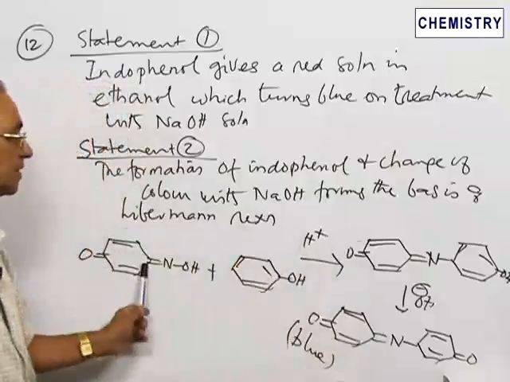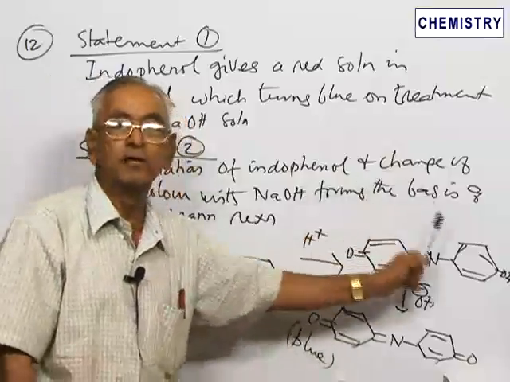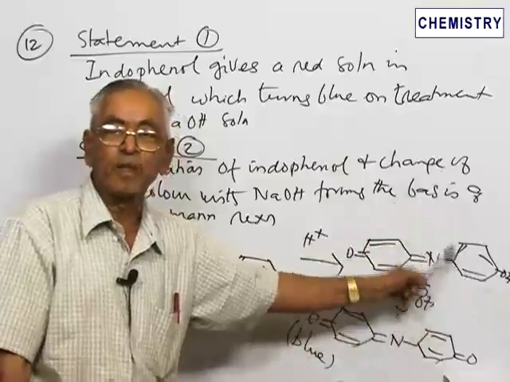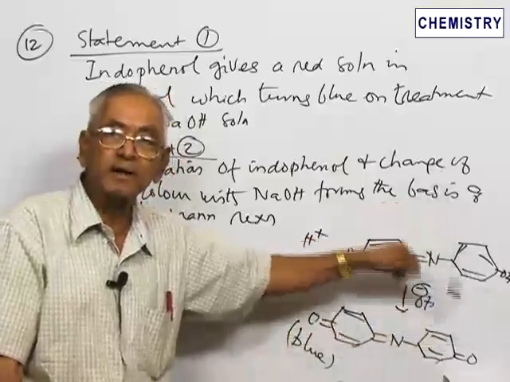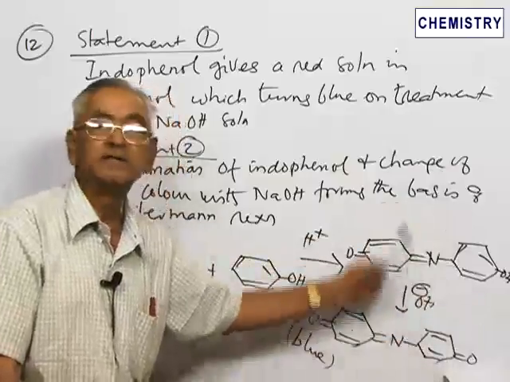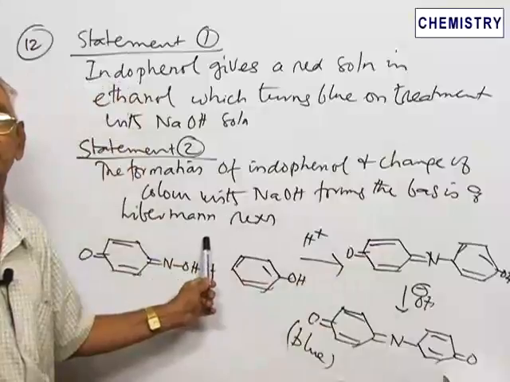Start with p-nitrosophenol, treat it with one more molecule of phenol in acid medium, and it gives rise to the indophenol, which is red in color. And this red compound, on treatment with sodium hydroxide, gives rise to a blue coloration, which is characteristic or typical of what is known as the Liebermann's reaction of phenols.